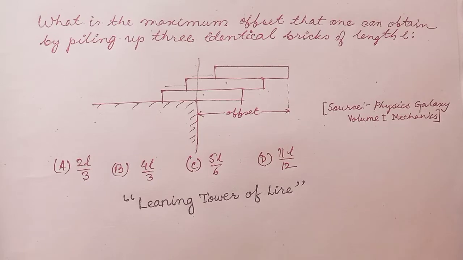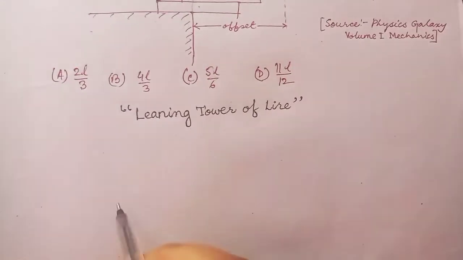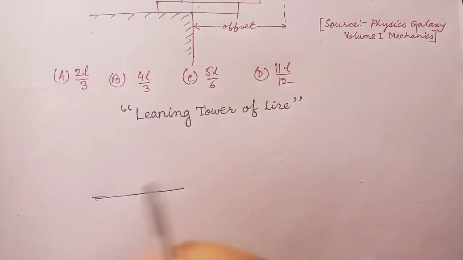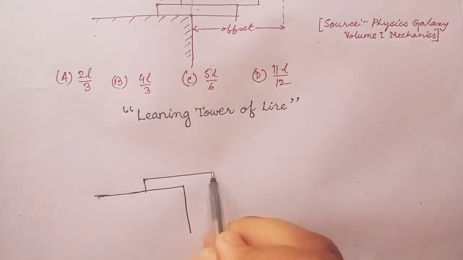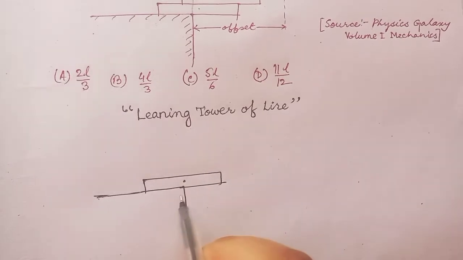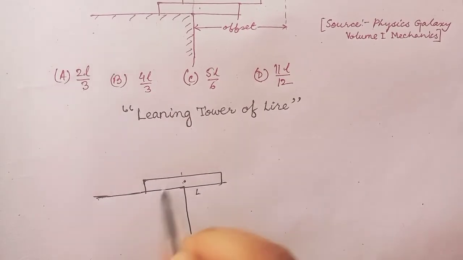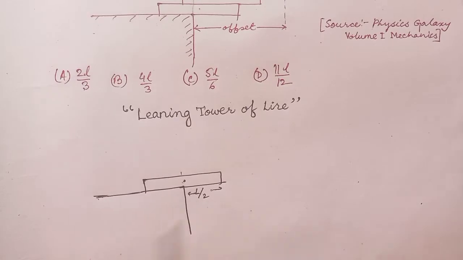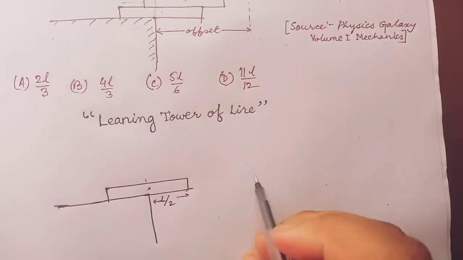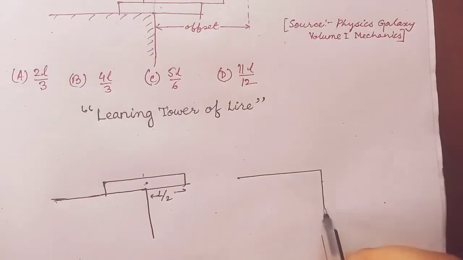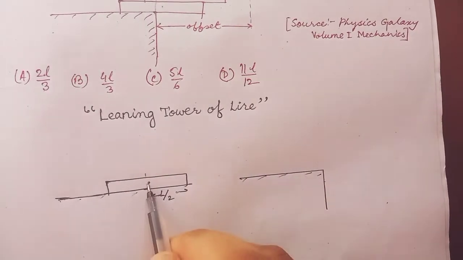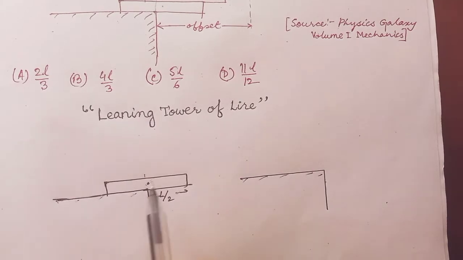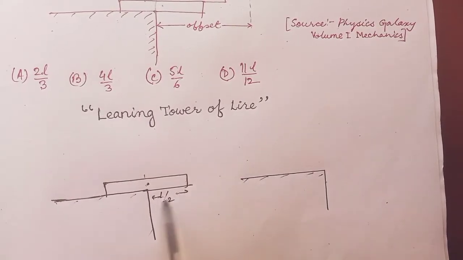So I'm telling you, first let me proceed by taking one block. If I consider only one block is kept, then we all know that it has to be kept at its center. Means if this whole length is L, then this length must be L by 2. We all know this. And then what if we keep another block? If we keep another block, then the thing that we must know is that we cannot keep the original block at the length of L by 2.